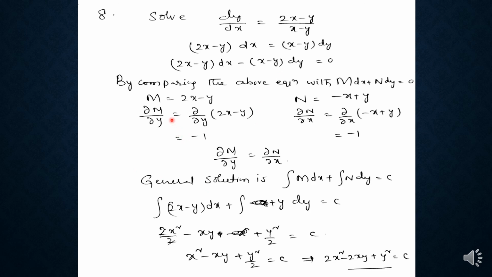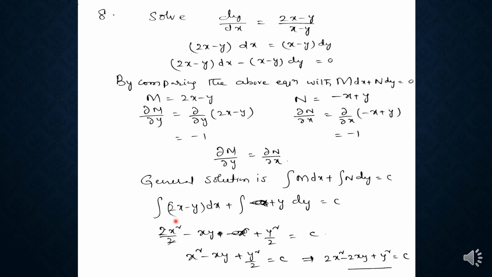So now to find the partial derivative of M with respect to y, that is ∂M/∂y is equal to ∂/∂y of (2x - y), that is ∂/∂y of 2x is 0 and ∂/∂y of -y is -1. Now ∂N/∂x is equal to ∂/∂x of (-x + y), that is ∂/∂x of -x is -1 and ∂/∂x of y is 0. So here ∂M/∂y = ∂N/∂x. These two are equal. So the general solution is ∫M dx + ∫N dy = c.